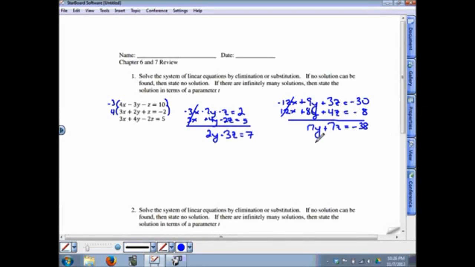Now we have two equations here in terms of the same variables, y and z. So now we can combine those. So I'm going to take this equation here and combine it with this one. 17y plus 7z equals -38. Now we need to eliminate a variable from here and solve for the remaining variable.